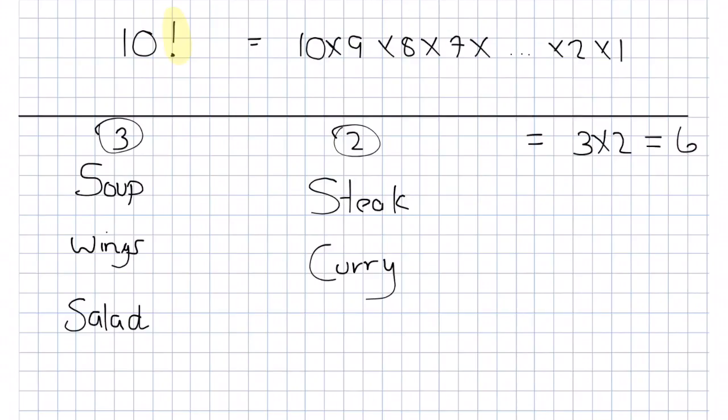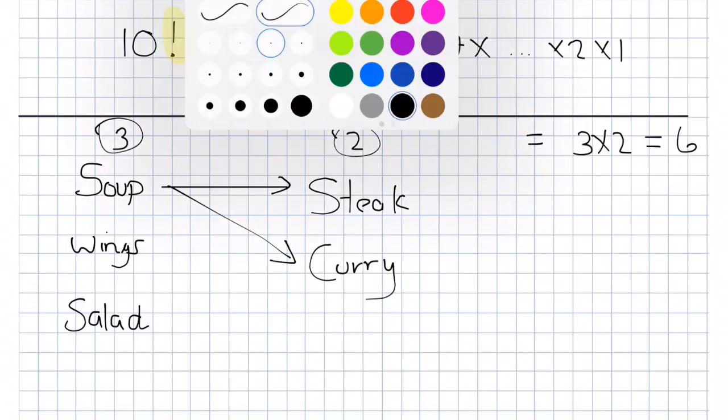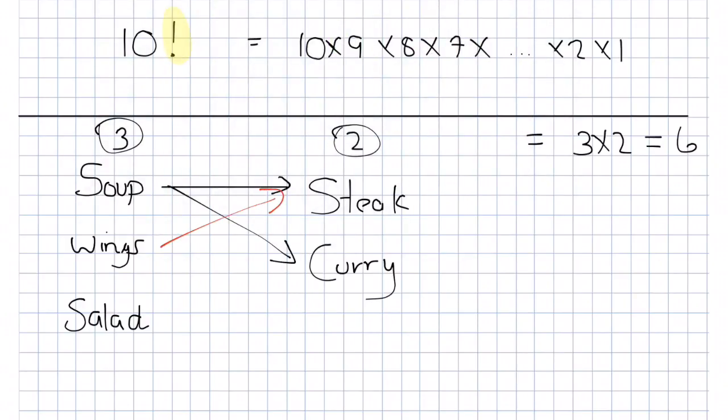Now I'll prove that with this example, and hopefully you'll just believe it for the rest. The fundamental principle of counting says that if there are m ways of doing one thing and n ways of doing another thing, then there are m by n ways of doing both things. Let's see that that's true. I could get soup and steak, or soup and curry. Or what about wings and steak, or wings and curry? So far that's 4 different meals. Or what about salad and steak, or salad and curry? So there are the 6 different options.